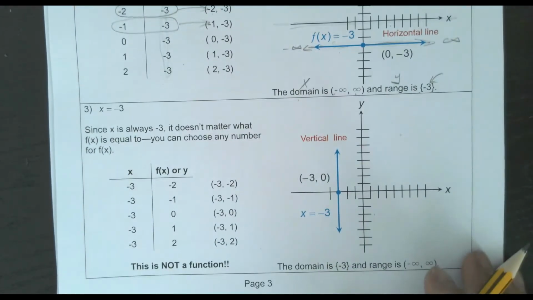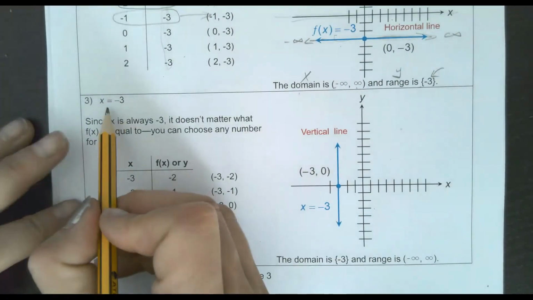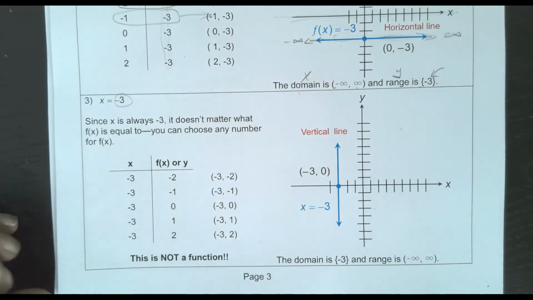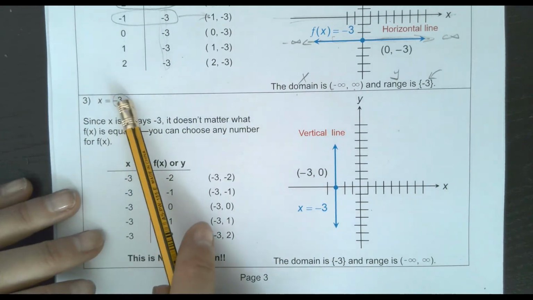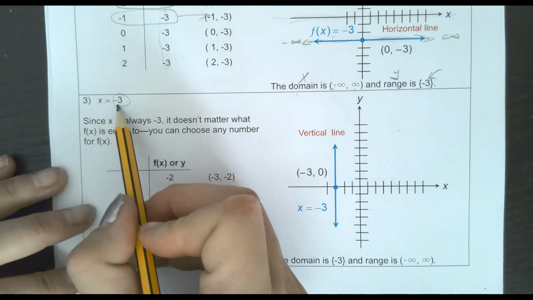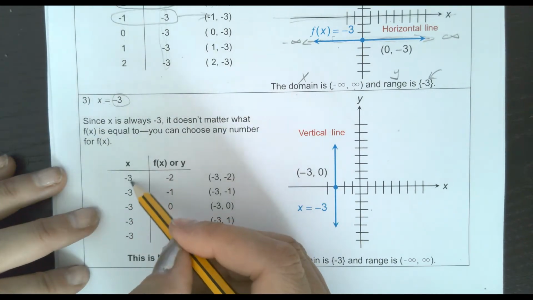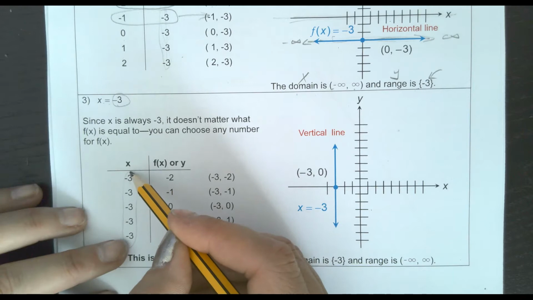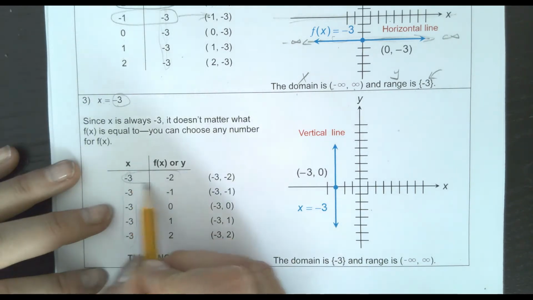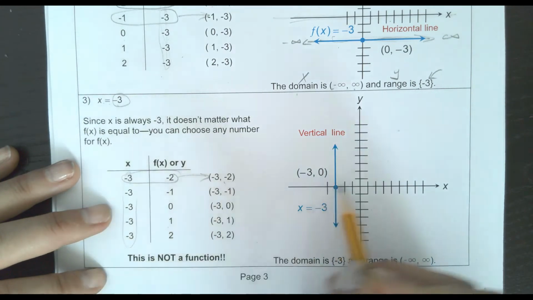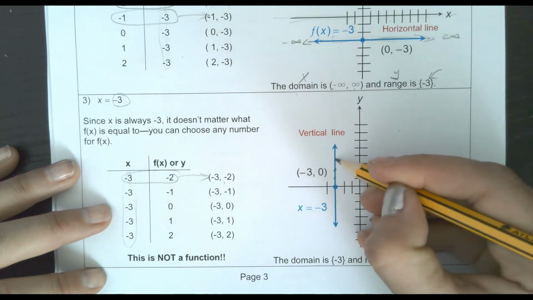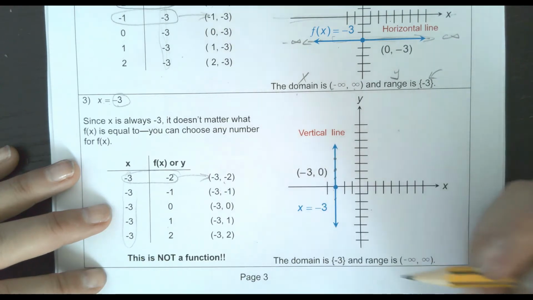Let's look at the last one. So here, it's just equal to negative 3. So it gets kind of confusing to remember when it's a constant term, is it a horizontal line or a vertical line? So it says x is always negative 3. So I'm going to put lots of negative 3's at x. And then for y, I'm just going to put random numbers. Doesn't matter. And then I put them together to make a point. And I graph the points. And then when I start graphing them, I'll notice that it's a vertical line.